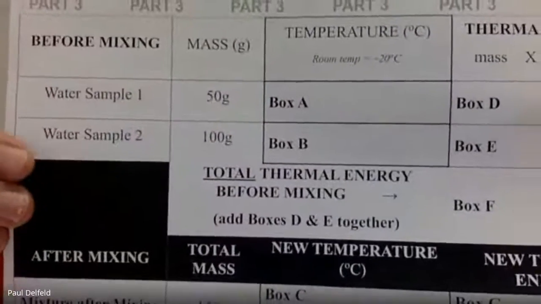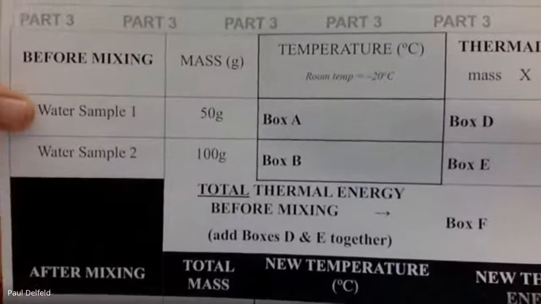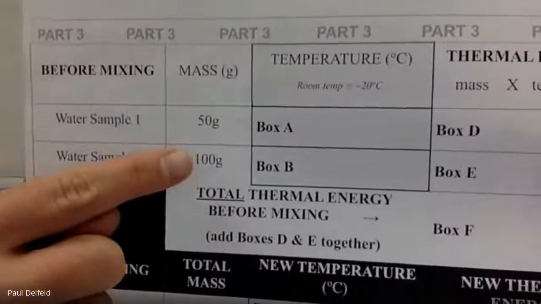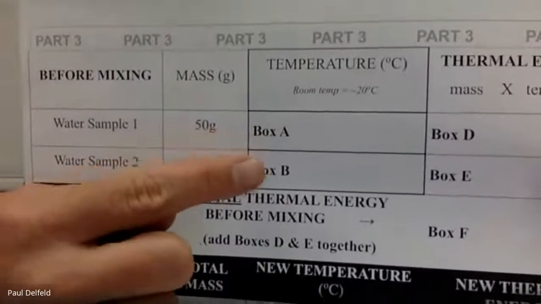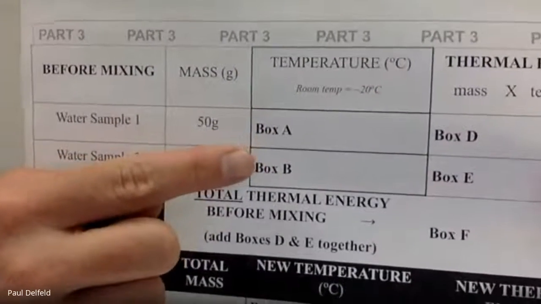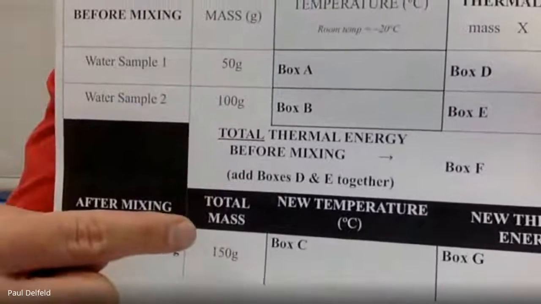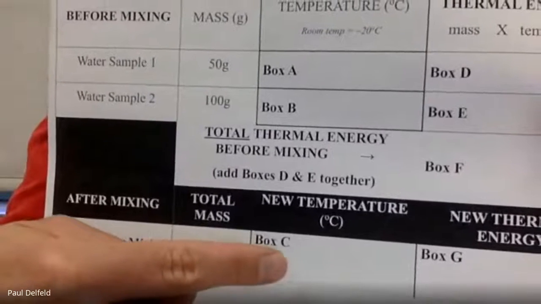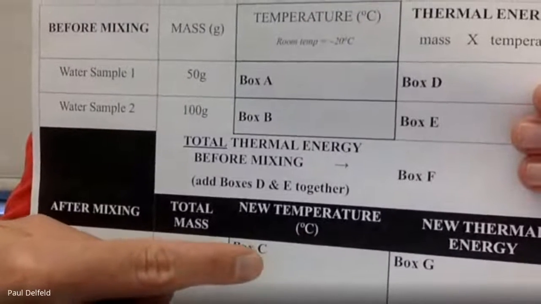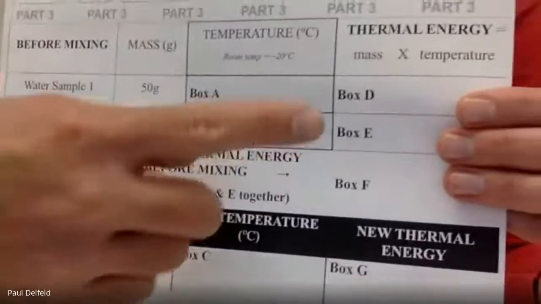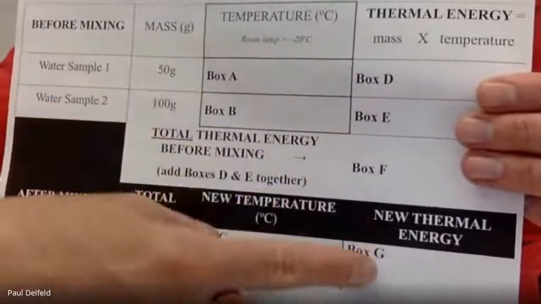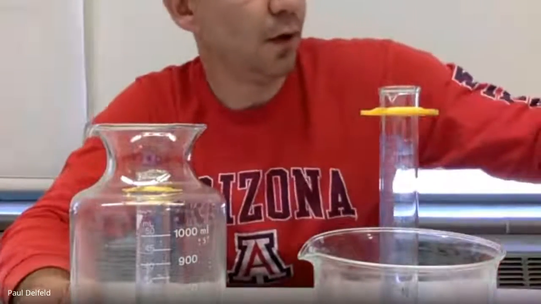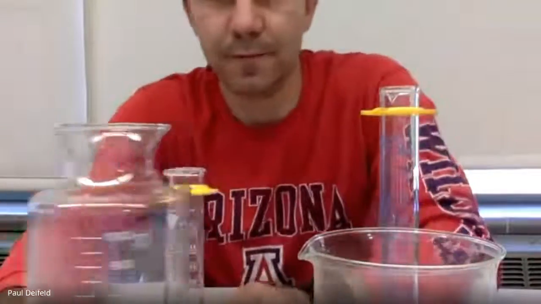It's going to be similar because we're going to have a water sample, 50 grams of it, and then a different sample, 100 grams of that. But we'll do the same thing. We're going to get the temperature of those, and then we'll combine them. So it's a total of 150, right? Because 50 and 100, 150. And we'll get the temperature of the combined water samples. And then, like we started to do yesterday, you should then be able to calculate the energies and compare before and after.